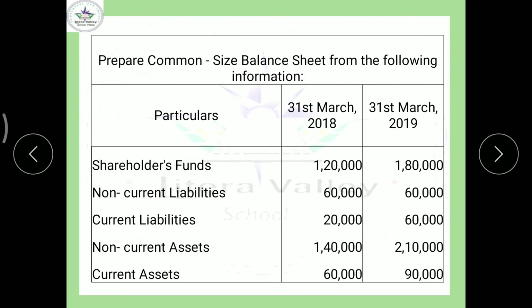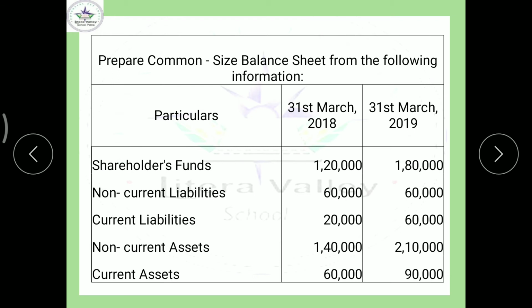Here you can see a question is given. You have to just calculate the common size balance sheet from the following information. So how are you going to solve it? Do you only have to find out the total of this? No. Firstly, you will have to rearrange all the data in the proper balance sheet format as we have discussed earlier, or till date we have discussed. Then you have to find out the percent.